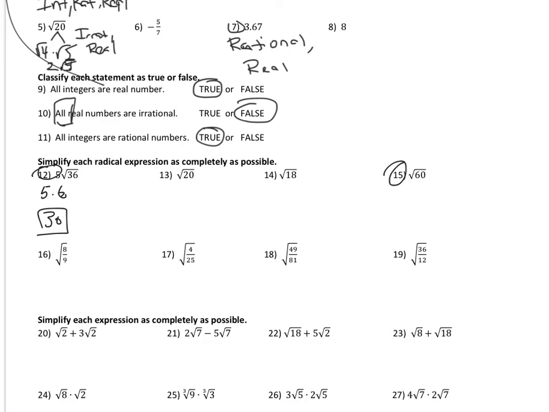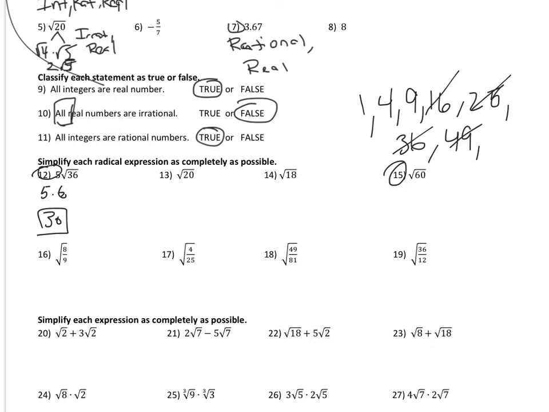Square root of 60. So we need to find a perfect square that's a factor of 60. We'll go down your list. We got 1, 4, 9, 16, 25, 36, 49, and we can stop right there because everything else is greater than 60. So let's go up our list. Well, 49, no. 36 times 2 is 72, so no. 25 times 2 is 50, so we're close. 16 times 4 is 64, we're getting close. 9 times 7 is 63, nope, so let's try 4. 4 times 15, there we go.